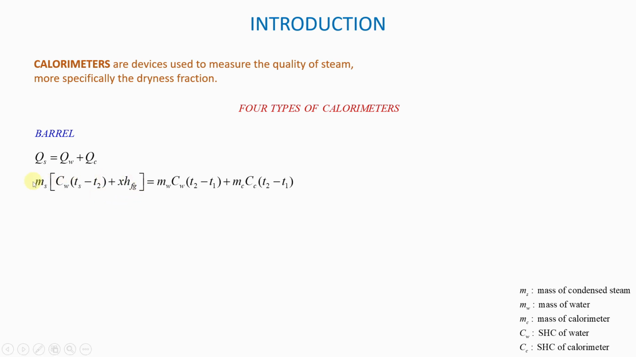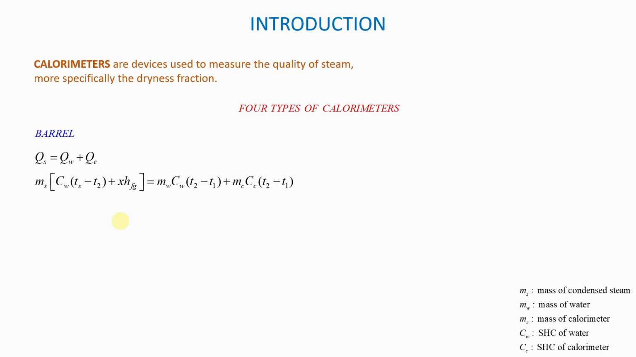This expression here represents the heat that is lost by the steam, and that is equal to the heat that is gained by the water plus the heat that is gained by the calorimeter. If you put that equality like that, you can then solve for x, and that will give you your dryness fraction. That is how we find the dryness fraction using the barrel calorimeter. However, this calorimeter is not very accurate in determining the dryness fraction.